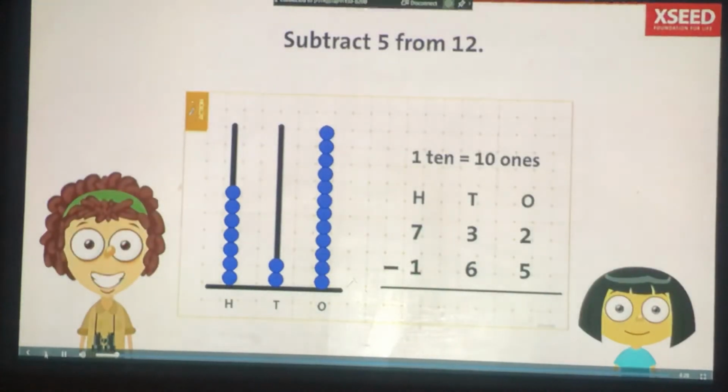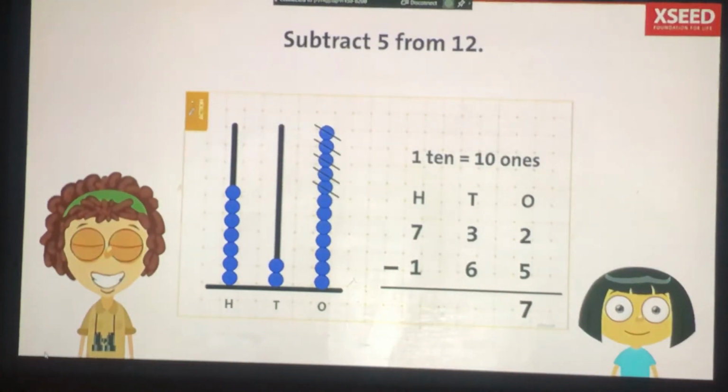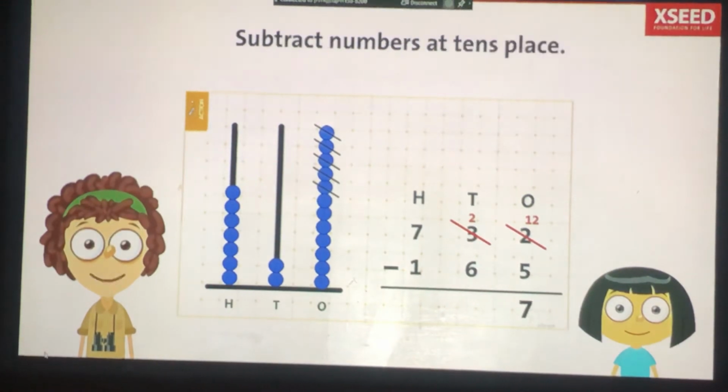Mia, what is your answer? 7. Excellent, Mia. To write the answer using the column method, we have borrowed 1 ten from the 3 tens in the tens place and have 2 tens remaining. Next, on subtracting the numbers at the ones place, that is 5 ones from 12 ones, we get 7. Now subtract the digits at the tens place by crossing out the beads. Write the answer in the action part of your journal.